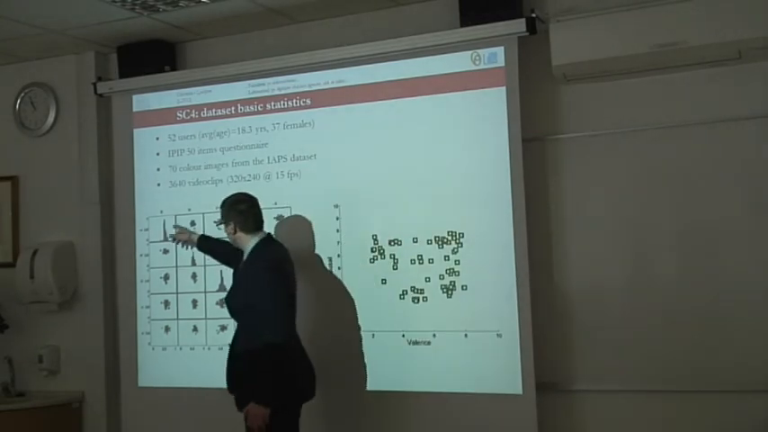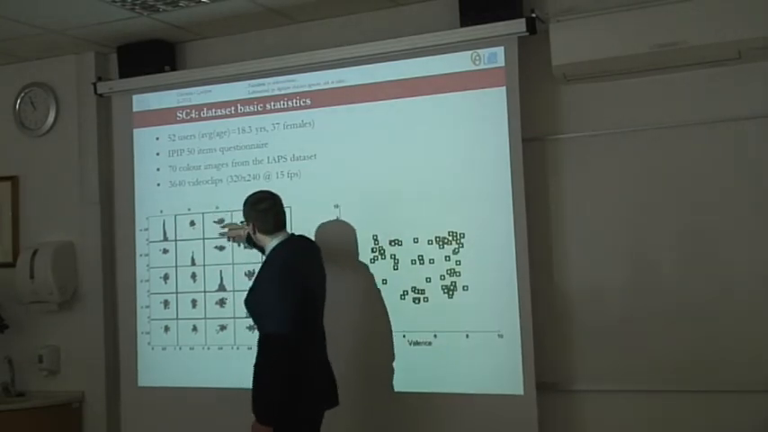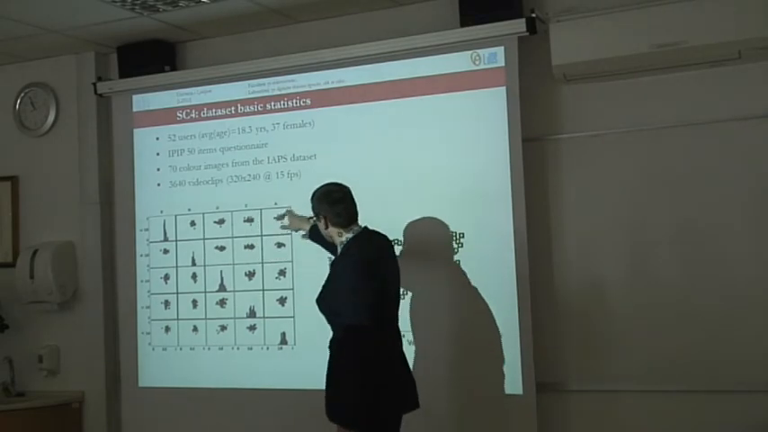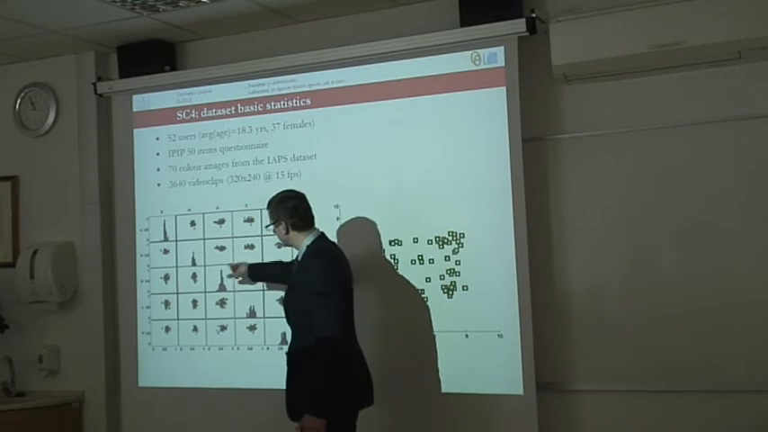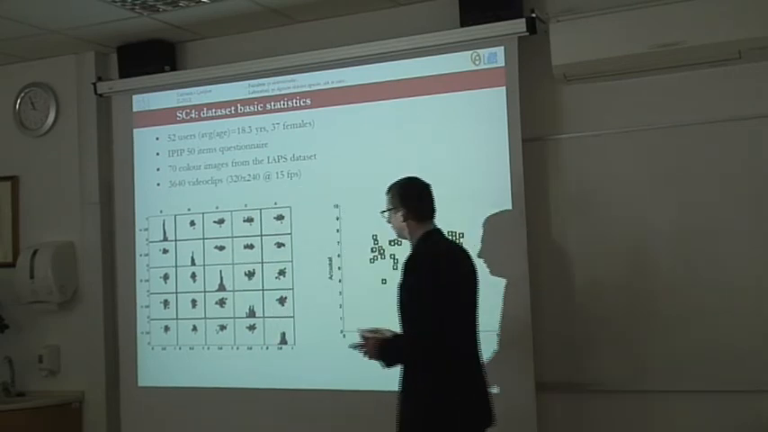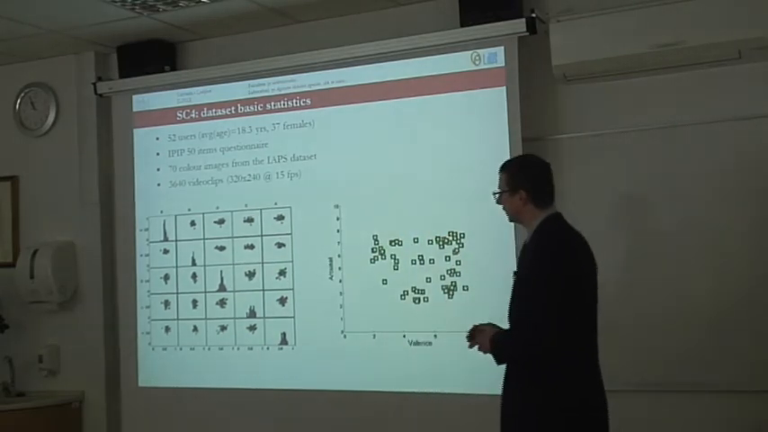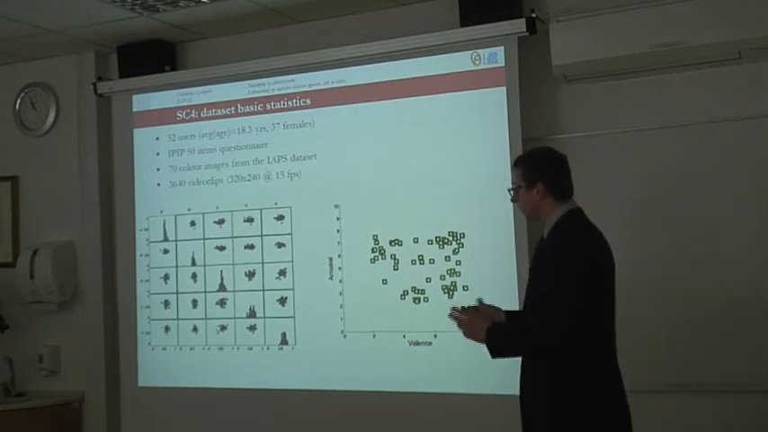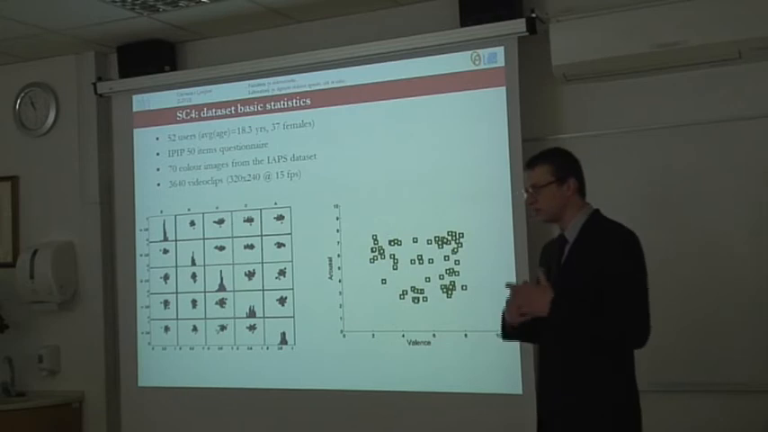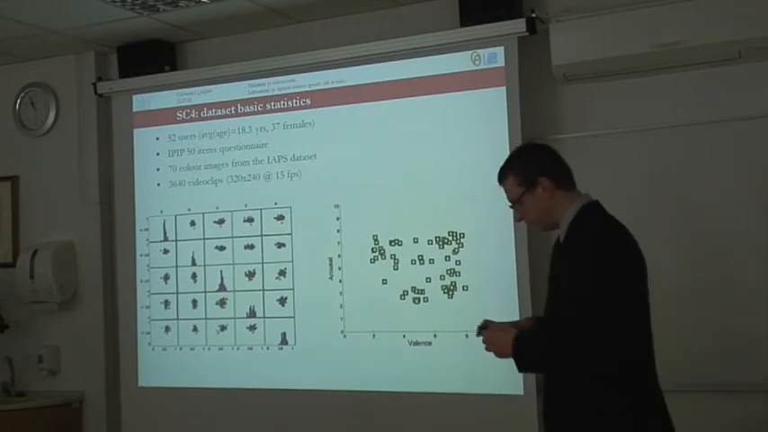So extraversion, neuroticism, openness, conscientiousness, and the fifth one. So as you can see, our users were somehow distributed in this space, although it's very hard to assess whether this sample is really representative of all users available.